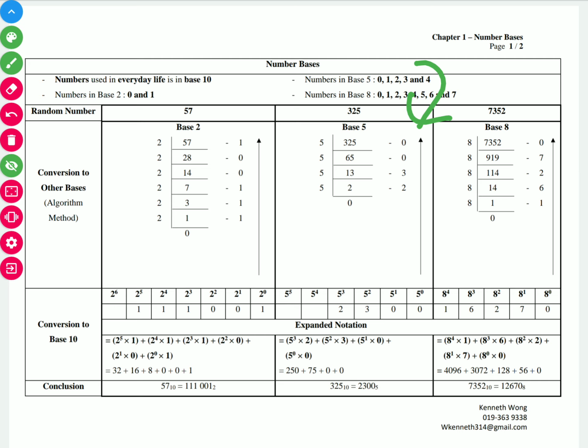So like for base 5, same thing. Base 8, same thing. I take out the numbers and then I subtract or I divide until it makes sense to me, until I can get a proper answer in the end.